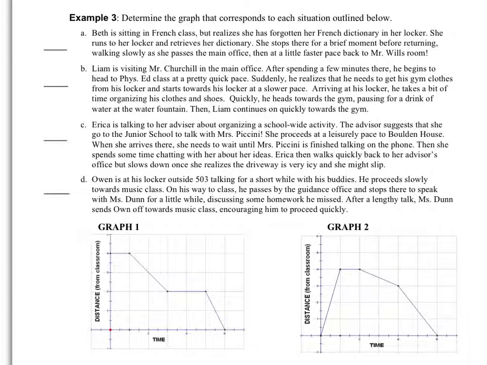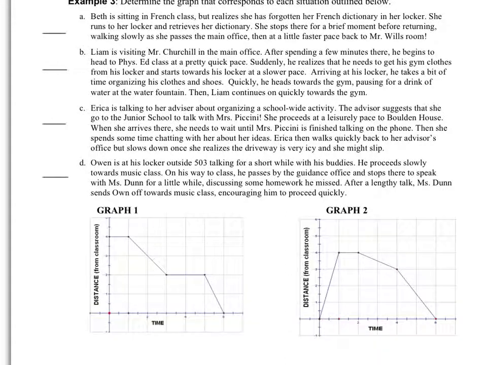Now for the second page, in looking at these 4 situations and trying to match them to the 4 graphs, one of the biggest things that you've got to look at here is noting that the vertical axis is the distance from the classroom. So read that properly in your situations: where is the person at the start? Are they in the classroom? If they're in the classroom at the beginning of the scenario, then you know the graph is going to start at 0, 0, where the 2 axes meet.